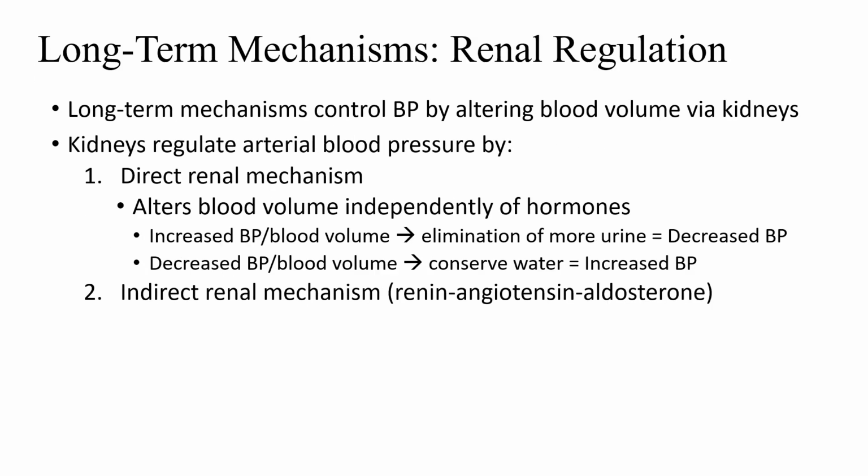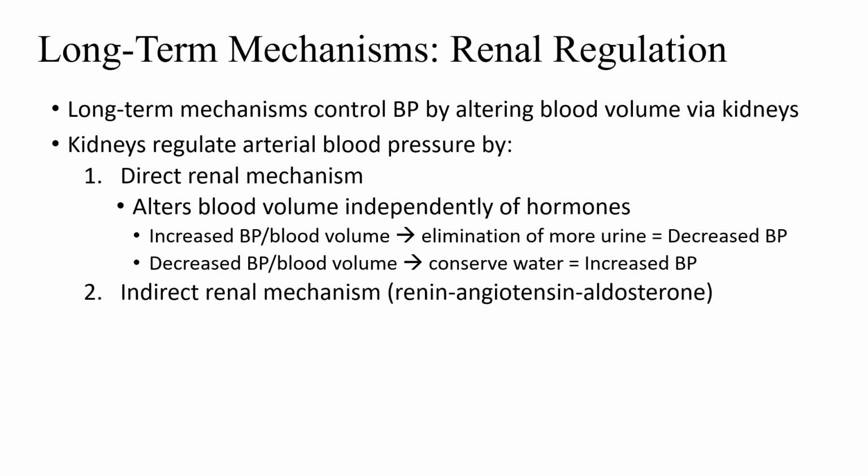So long-term renal mechanisms. These will be modulated by the kidneys, the renal system. These are going to work by altering blood volume as well. There is the direct renal mechanism, where you simply eliminate more urine, or possibly even conserve water to go the other way. If you need to decrease blood pressure, you can pee more. If you need to increase blood pressure, you can pee less. So that is the direct renal mechanism.